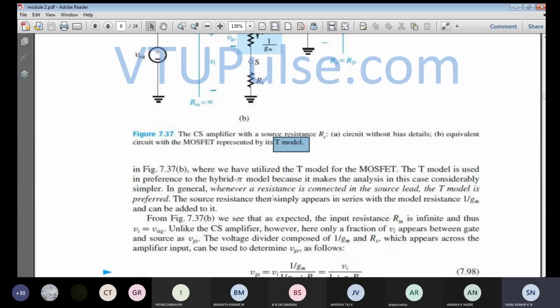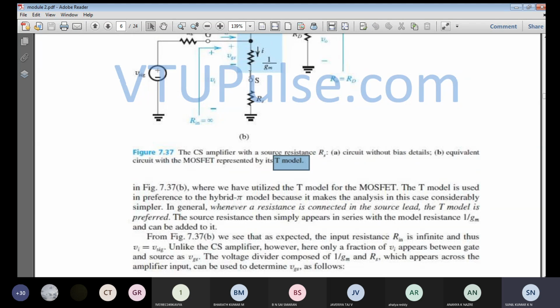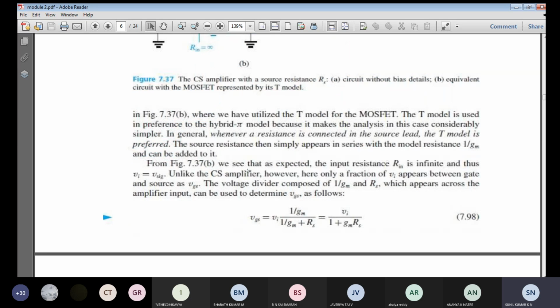Whenever a resistance is connected in the source, the T model is usually preferred because it makes the analysis simpler. Whenever a resistance is added in the source, it is going to complicate the analysis. Hence, in order to simplify, we are going to work with the T model. So we see that the input resistance Rin is infinity.